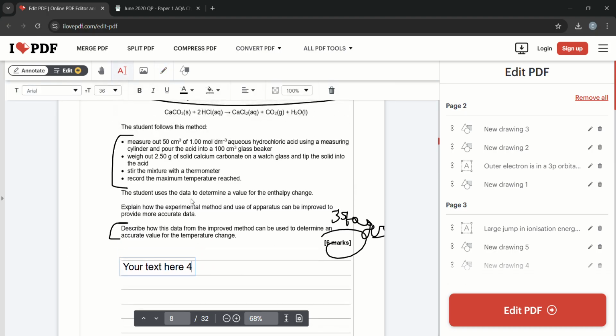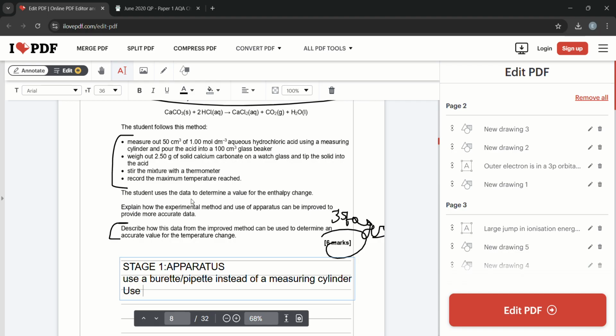what improvements could be made to the apparatus for stage 1, apparatus to provide more accurate data. Well, first things first, we want to use a burette or pipette instead of a measuring cylinder. It's not very accurate using a measuring cylinder.